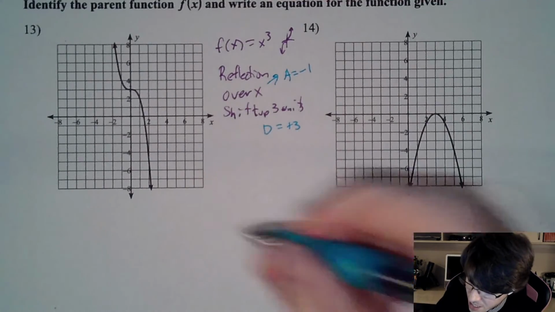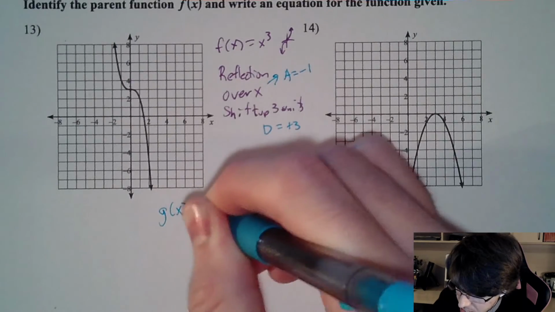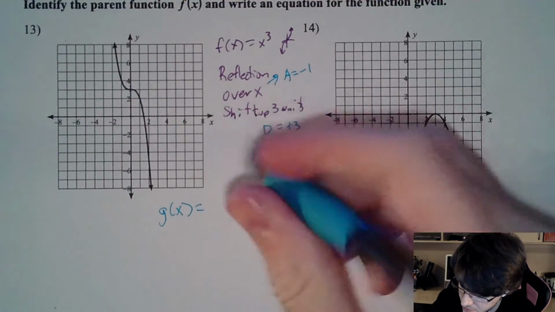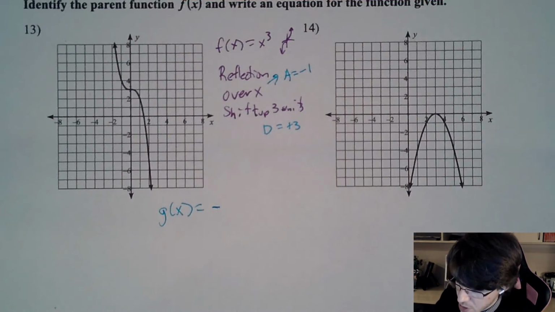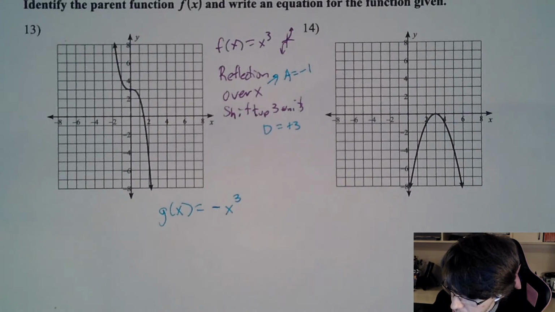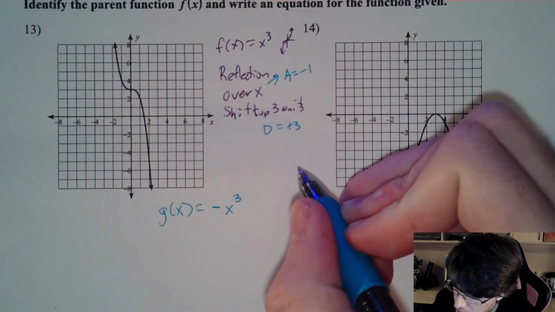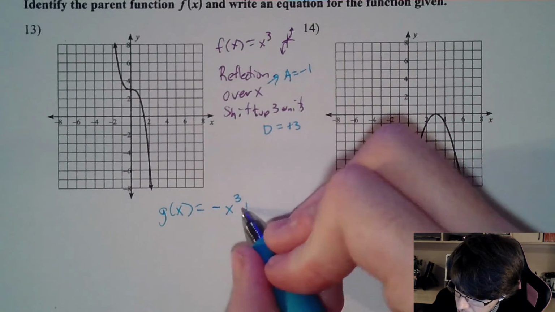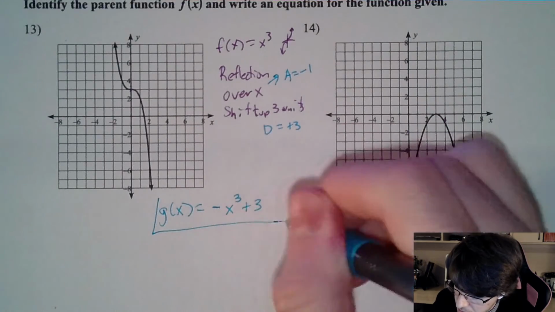All right, so to write our final answer, g of x equals A is the guy out in front, so that's a negative right away. We don't have the letter B, we don't have the letter C, so we don't need any parentheses. x cubed, and then after that, +3 at the end. And there's our final answer.